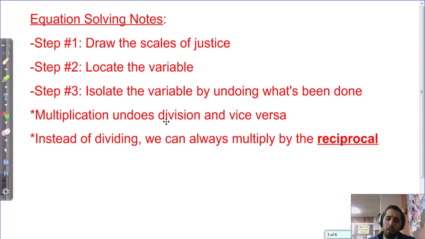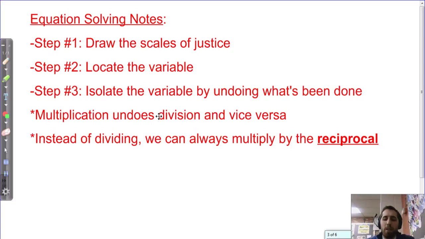Step 1, draw the scales of justice. Step number 2, I'm going to try to mimic what I think Jay said, a good one: we need to find the variable. And step number 3 is to isolate the variable by undoing what's been done. In this case, multiplication undoes division and vice versa, so these are called inverse operations. We just saw in that example why division undoes multiplication. We're going to see in a second why the opposite is true as well.